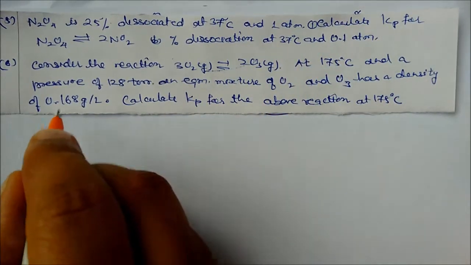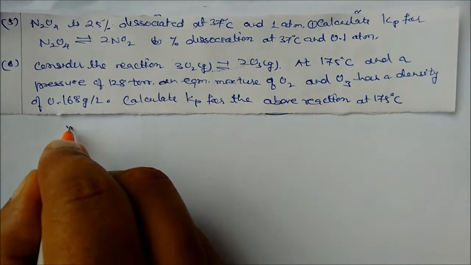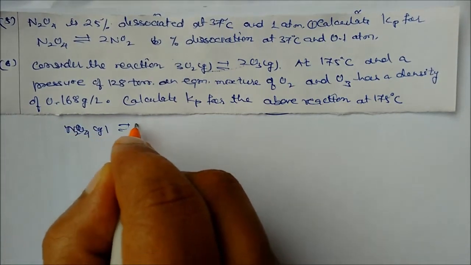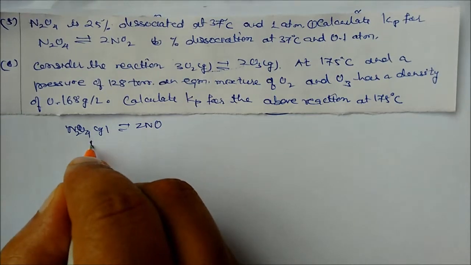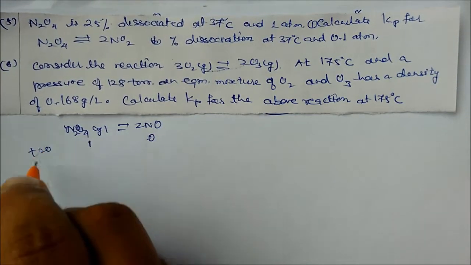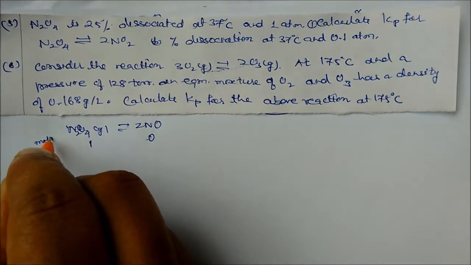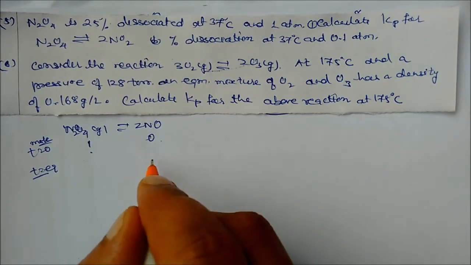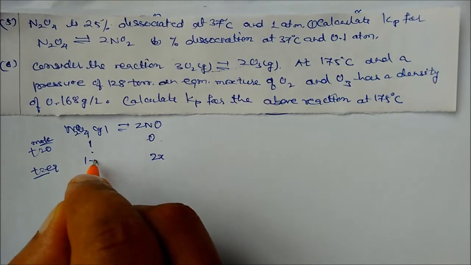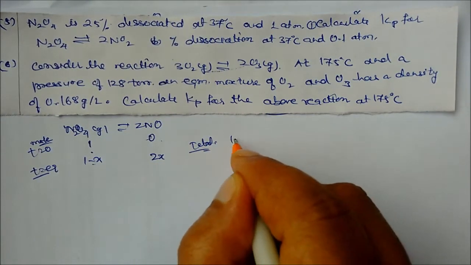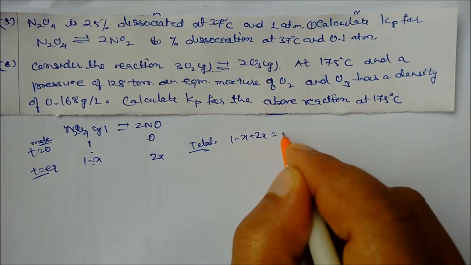So first in this case, Kp will be how much? First we write N2O4, this gas converting into 2NO2. This is 1, this is 0, at t equals 0. Then at equilibrium we are finding the moles: this will be 2x moles and this will be 1 minus x moles. So total moles will be 1 minus x plus 2x, so this will be 1 plus x moles.